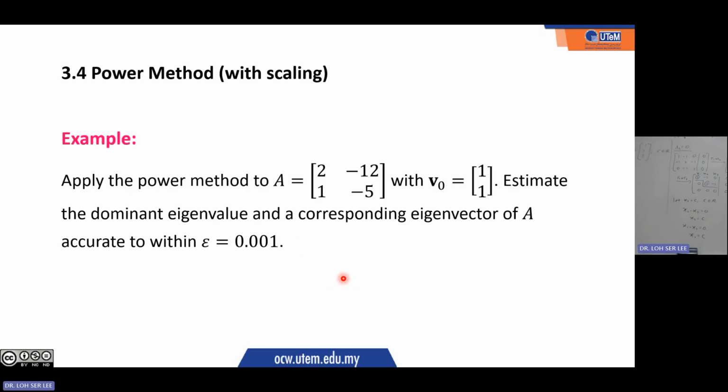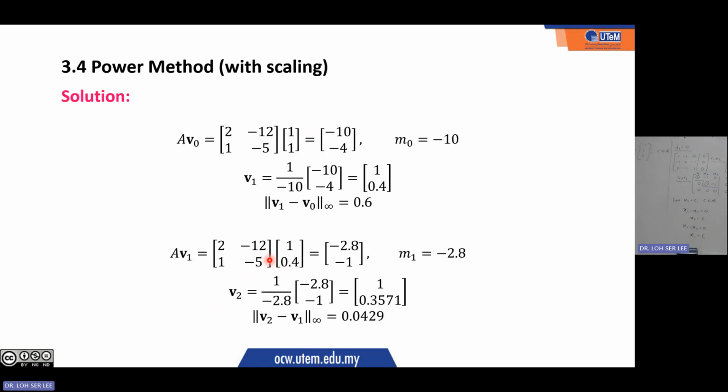Now we look at another example. This is similar. Given a matrix A, the starting vector is 1, 1. The given epsilon is 0.001. So AV0, identify the entry with the largest magnitude. Then do the scaling to get V1. To get V1, you just divide all this by M. Then this is your V1.